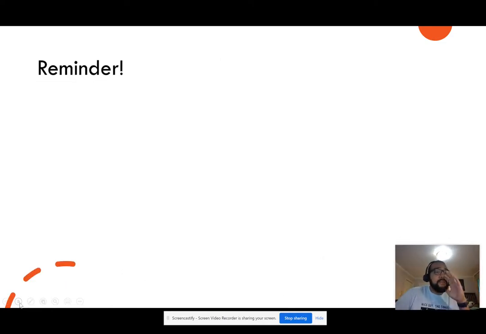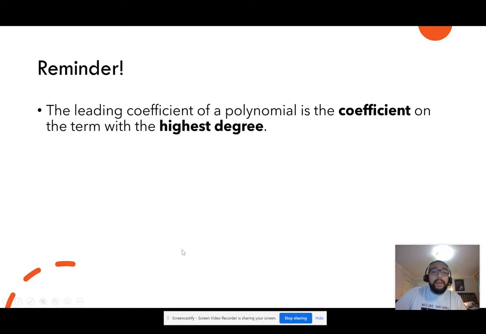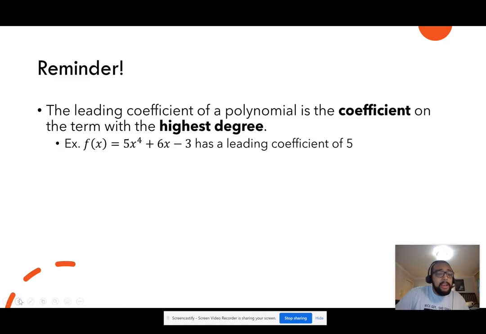Quick little reminder on vocab. When I say the word leading coefficient, I am talking about the coefficient on the term of the highest degree. For example, if I say f of x equals 5x to the fourth plus 6x minus 3, that has a leading coefficient of 5. Why is it 5? Because x to the fourth is the biggest degree of all of them, and the coefficient in front is my leading coefficient.